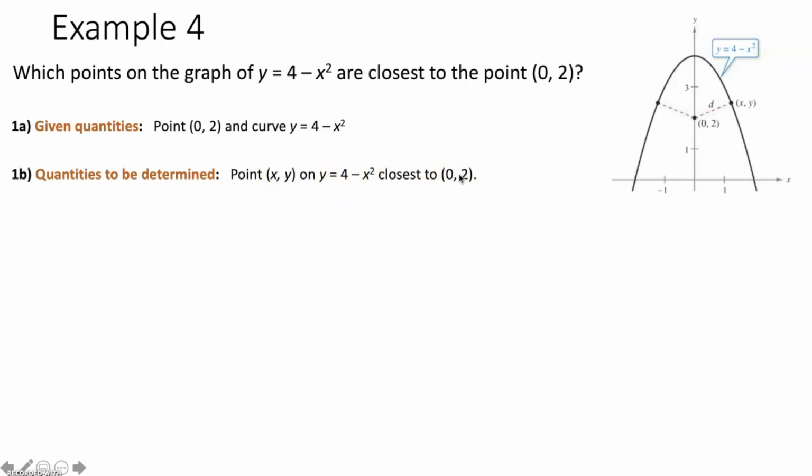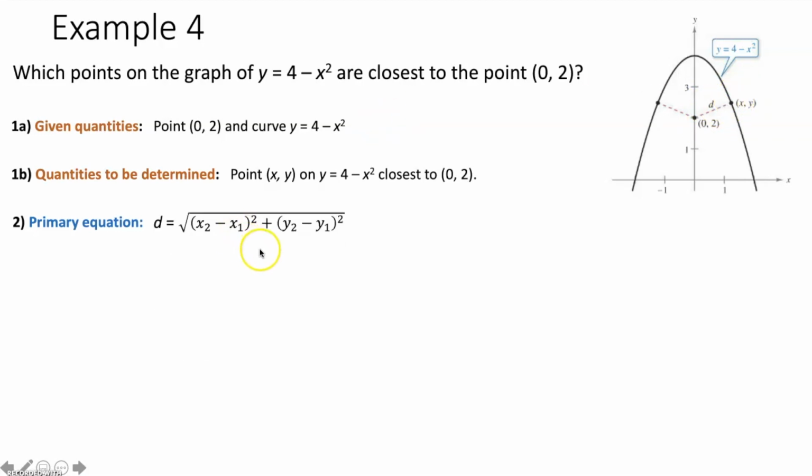So now we can move on to step 2 of our optimization problem, which is to state our primary equation. Remember, the primary equation is the equation that we are trying to minimize or maximize. In this case, we're trying to minimize the distance between these 2 points. So if we're trying to minimize the distance between 2 points, what equation could we use that would represent the distance between 2 points? How about the distance formula?